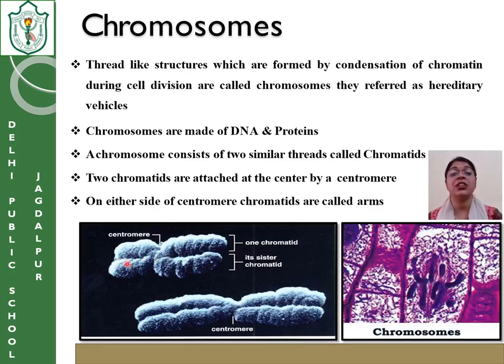And if the centromere is at the tip, only two arms are visible, like this, and here the centromere is there, then it is called telocentric. Two chromatids are attached at the center by the centromere. On either side of the centromere, the chromatids are called arms. So these are the two arms of a chromosome. Okay, now we go to the next picture.